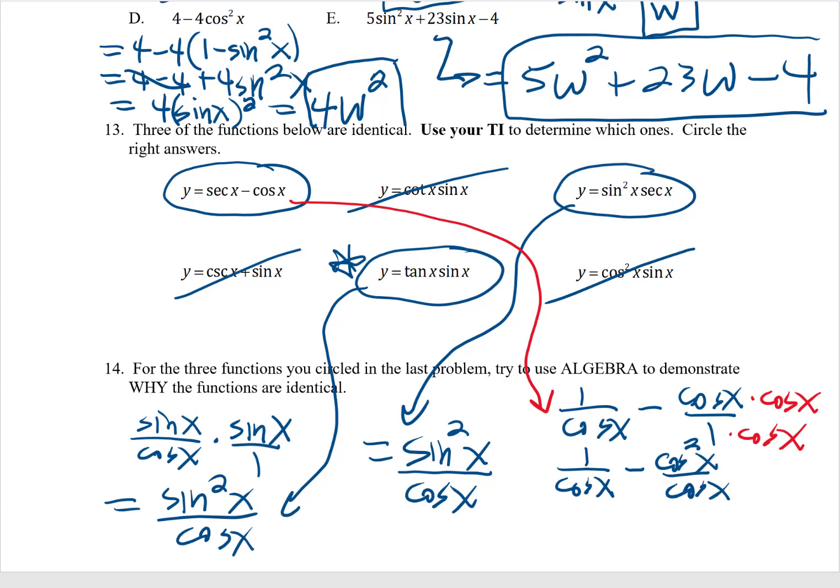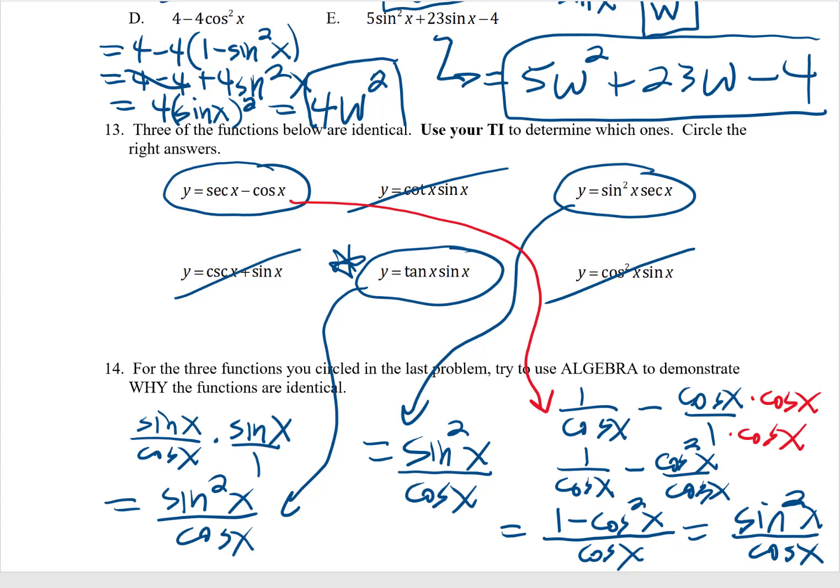Now I can subtract. I get 1 minus cosine squared x all over cosine x. But look, 1 minus cosine squared x, that's one of those versions of the Pythagorean identity. If you move things around, you discover that 1 minus cosine squared x is equal to sine squared x. And so once again, this thing comes out to be sine squared x over cosine x. We've demonstrated why all the graphs matched. It's because you can take all three of these and rewrite them as sine squared x over cosine x.